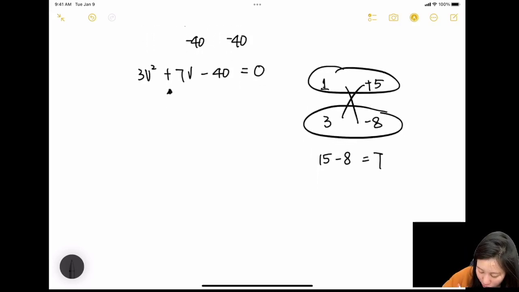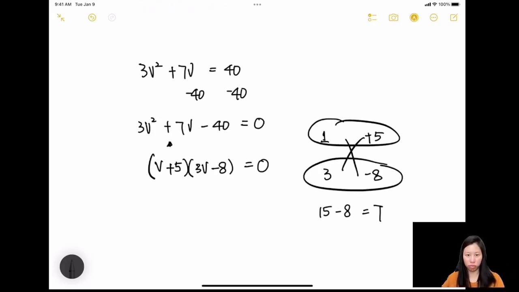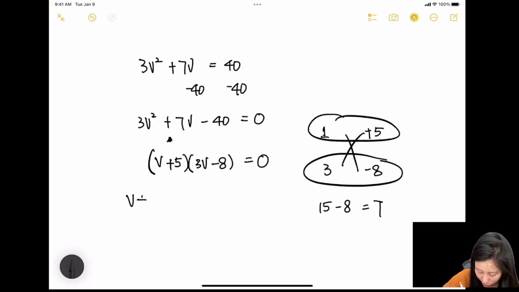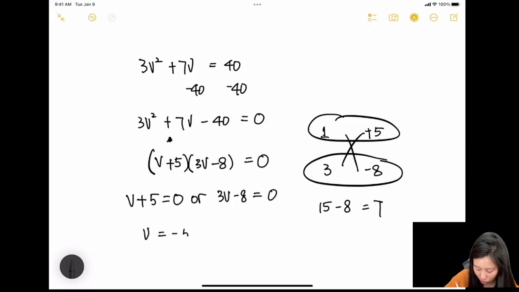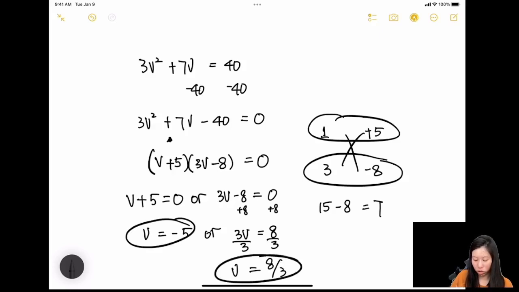So we have v plus 5 times 3v minus 8 equals 0. So I have v plus 5 equals 0, or 3v minus 8 equals 0. We solve it: v equals negative 5, or you add 8 on both sides, we have 3v equals 8, and then divide by 3 on both sides. We have v equals 8 over 3. Okay, so this is your answer.